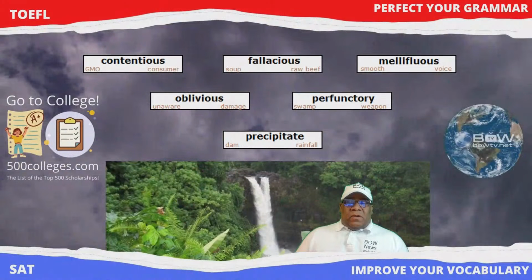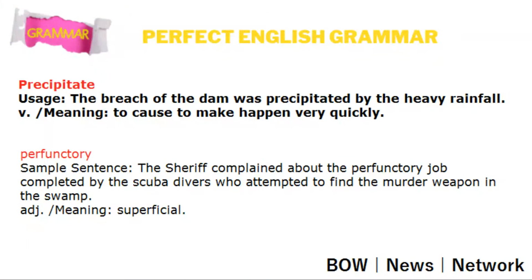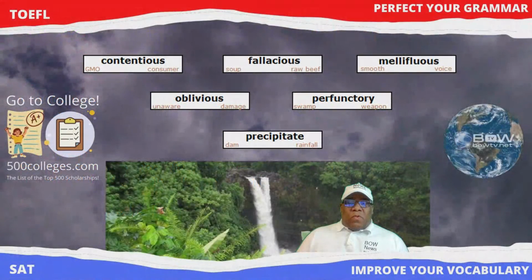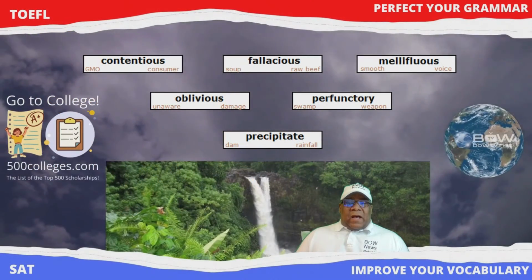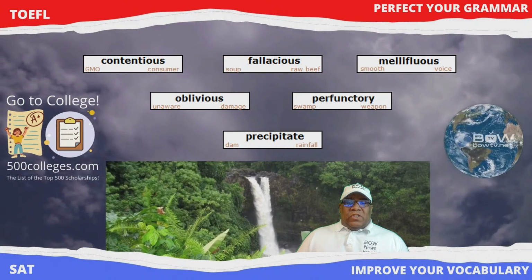So if we look at the keywords, we can see here that the two keywords are dam and rainfall, and let's see why. The breach of the dam was precipitated by the heavy rainfall, to cause or make happen very quickly. So there we have 6 words.